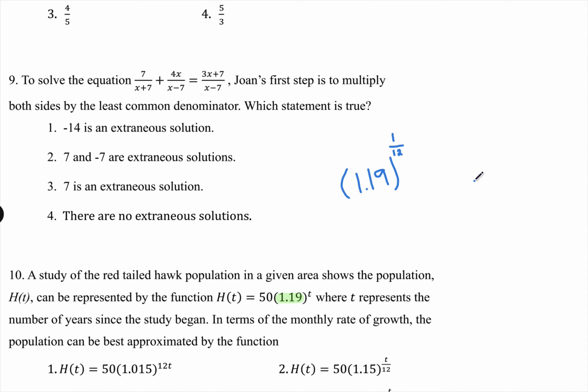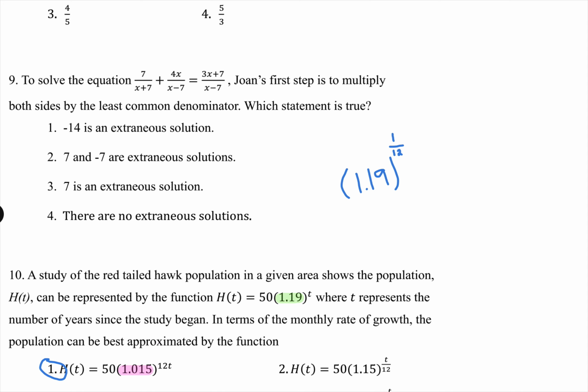I'm left with 1.0146, or I'm going to highlight it over here, 1.015, right? That's the only one that has like that monthly growth rate. And then at the end, you have to multiply your time by 12. Honestly, not really sure why, but this is the only one that's got your monthly growth rate in it. Answer choice number 1, right?